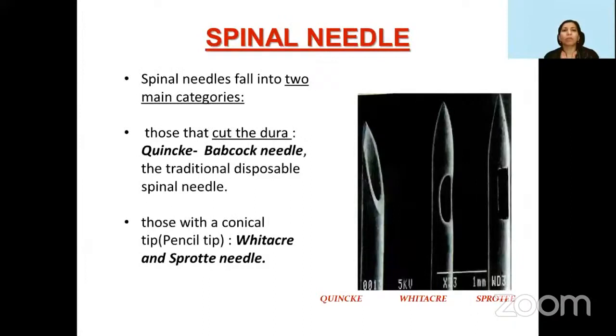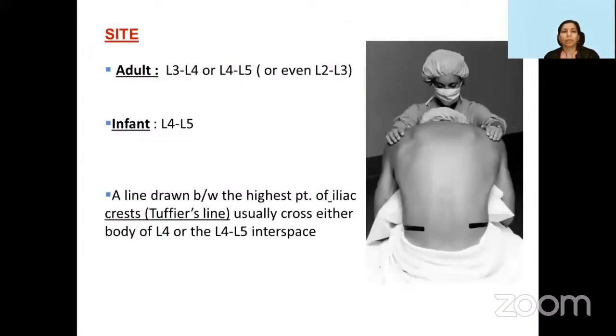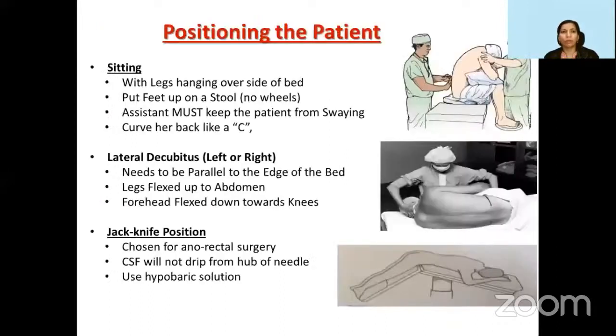Spinal needles fall into 2 main categories. Those that cut the dura, which include the Quincke Babcock needle, and those with the conical tip, which include the Whitacre and Sprotte needle. The usual site in adults is L3-4 or L4-5, while in infants it's L4-5. And the line joining the iliac crests crosses the body of L4 or the L4-5 space.